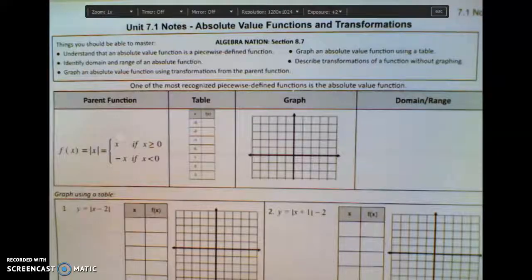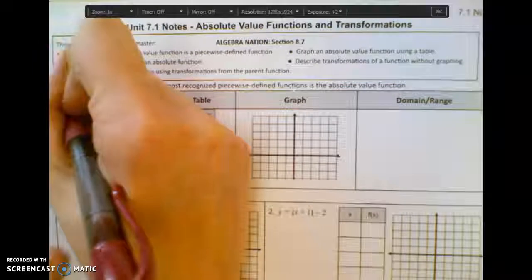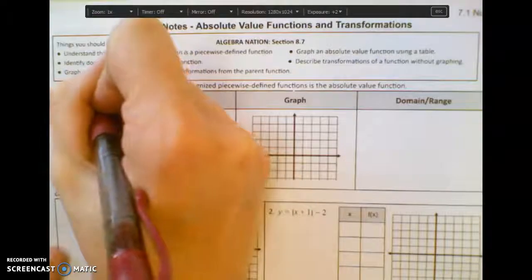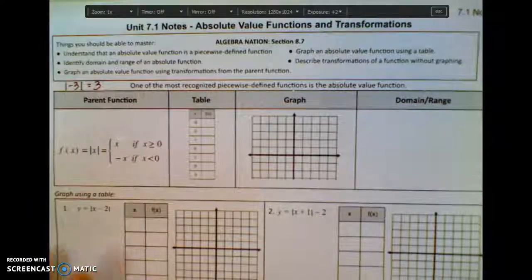Alright, here is 7.1 notes. We're doing absolute value functions and their transformations. So first thing we need to remember is what absolute value is. The absolute value is the distance from 0. So for example, if I have the absolute value of -3, we know that the answer to that is +3 because the distance from 0 is 3.